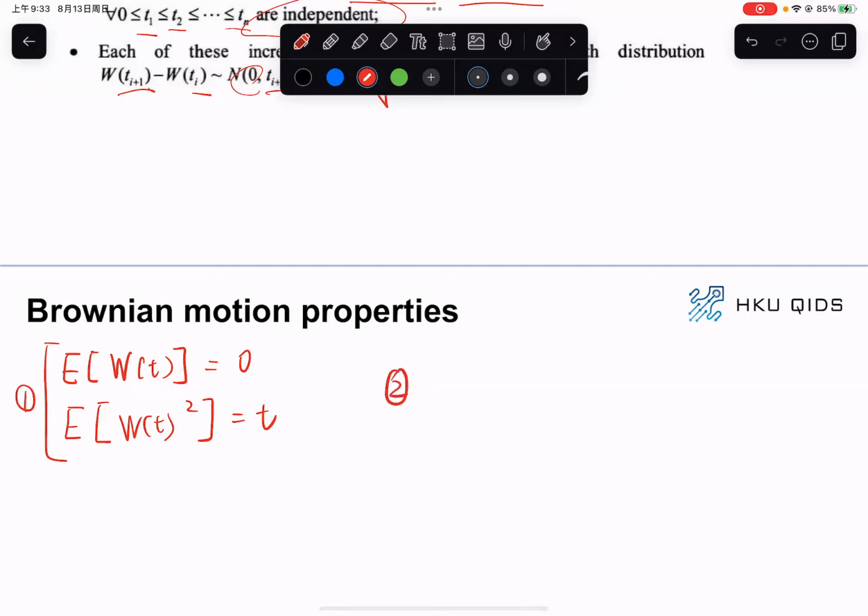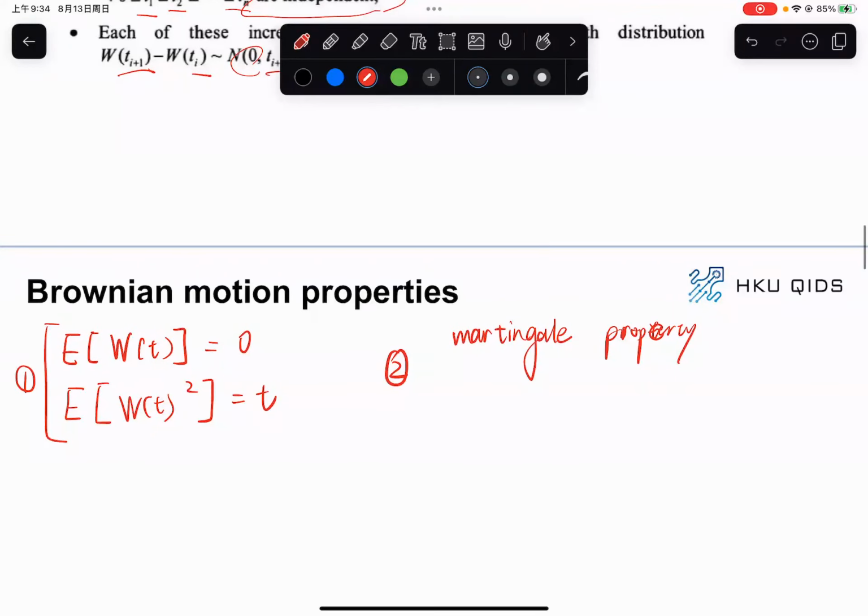The second thing is what we call the martingale property, which means it shares similar characteristics with a martingale. So we have the expectation of W_{t+s} conditional on W_t is going to be the same as W_t, okay?